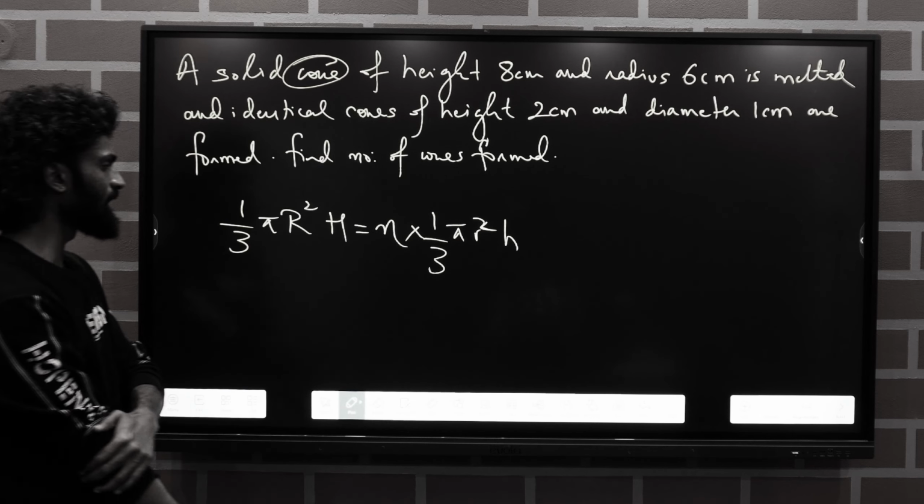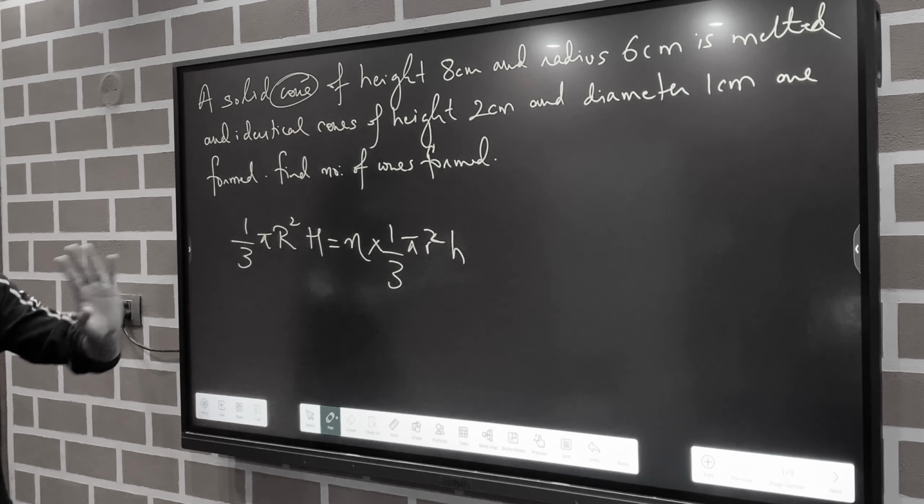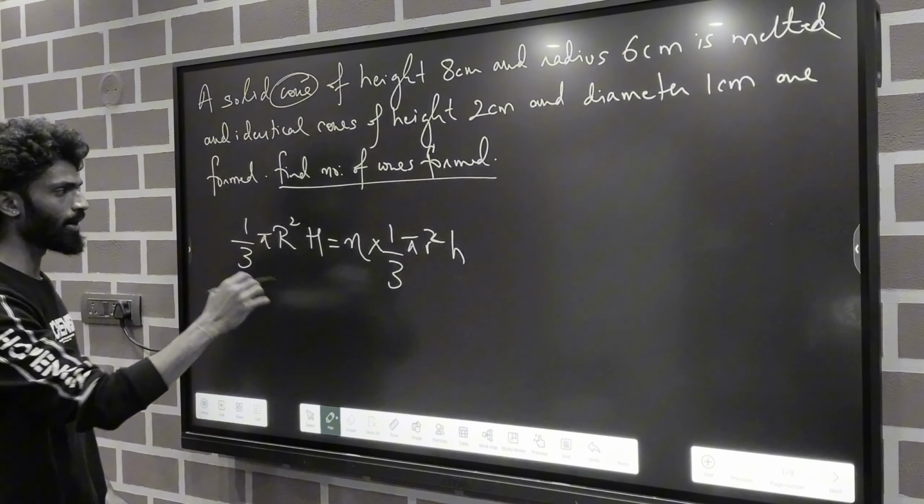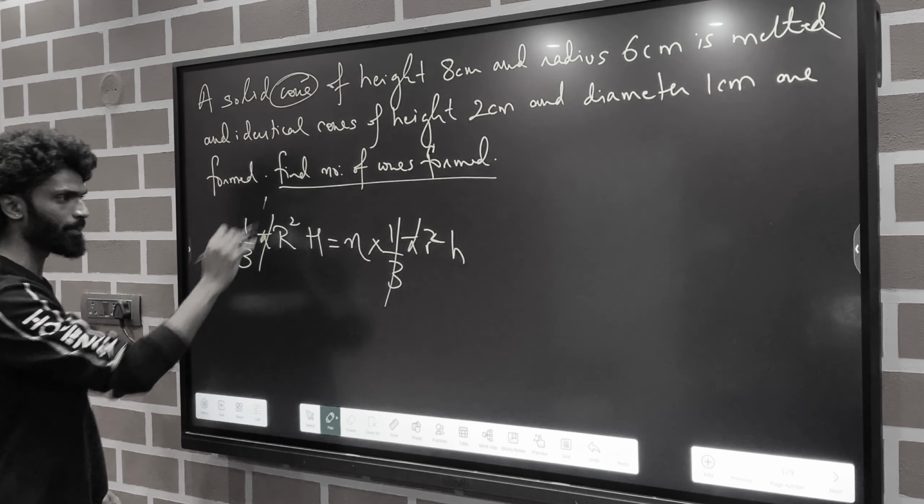Now let's figure out what else can be done. I'm supposed to find the value of n. How do I know that? Look at the last line. I'm supposed to find the number of cones. So since n is the question mark, I'll cancel off the pi and the pi. 1 by 3 gets cancelled.